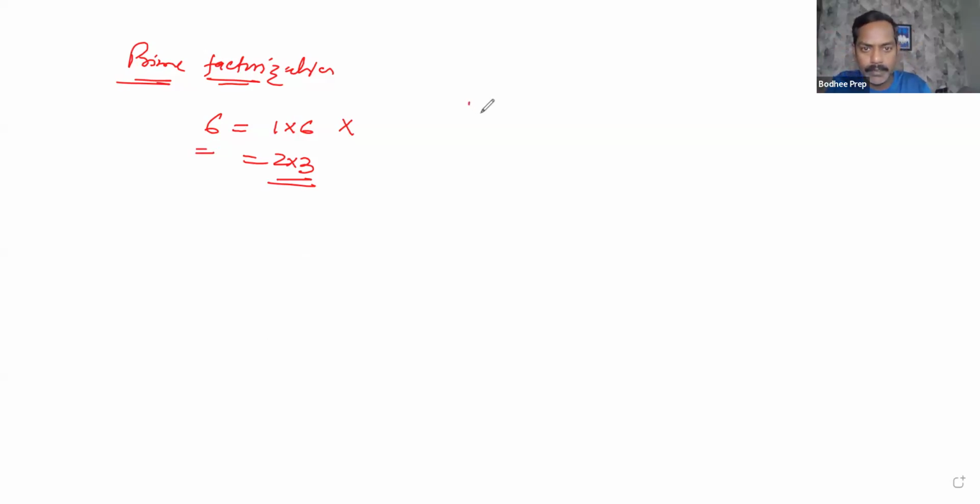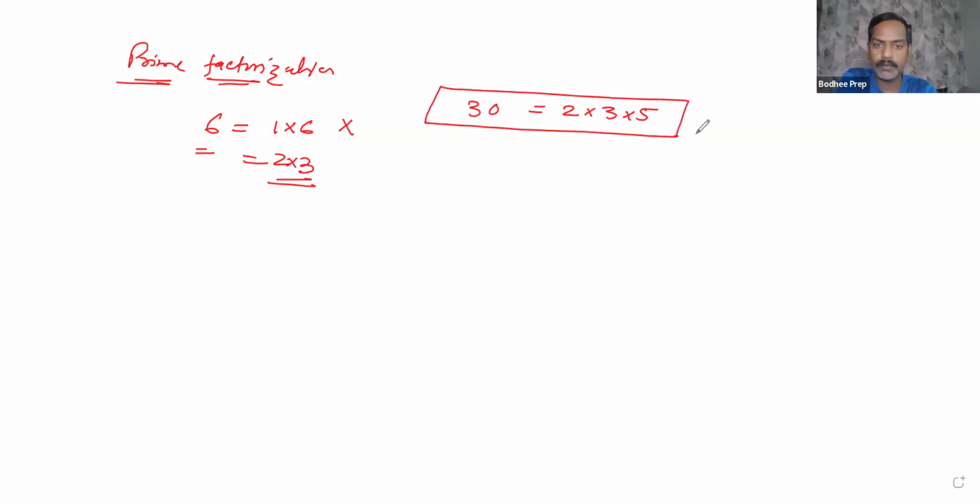Let us take some other examples. Say 30. It can be written as 2 into 3 into 5. Yes or no? You can just cross check. 2 into 3 is 6. 6 into 5 will make it 30. So this way of writing any composite number as a product wherein all these numbers are prime, we call the process prime factorization, right?